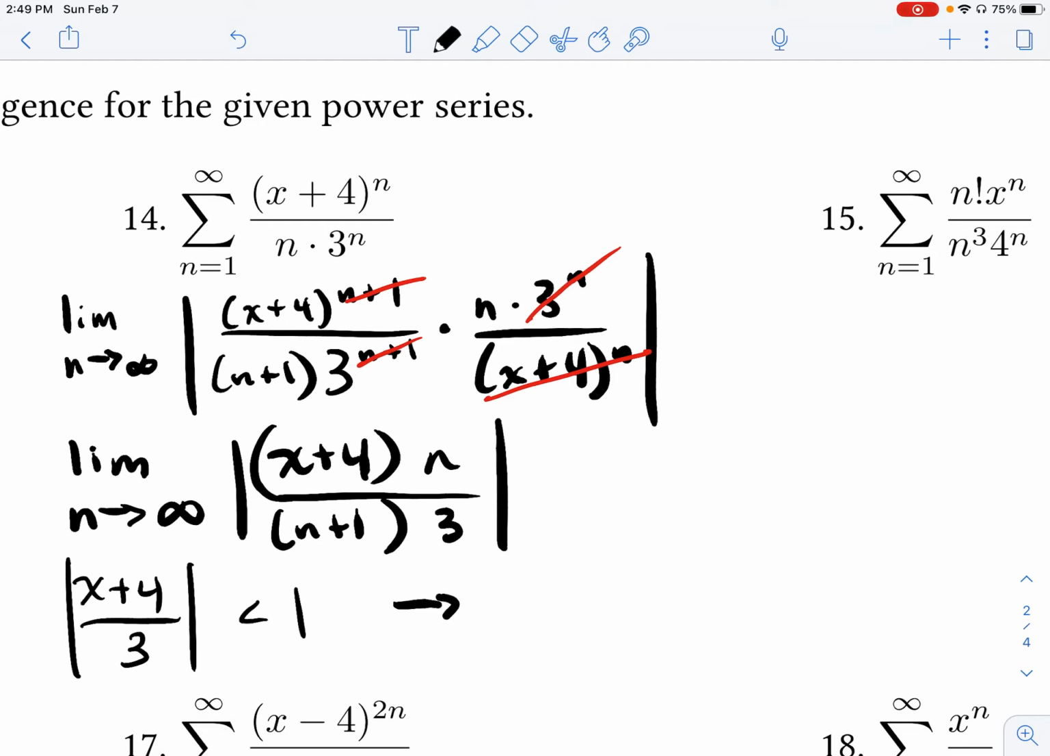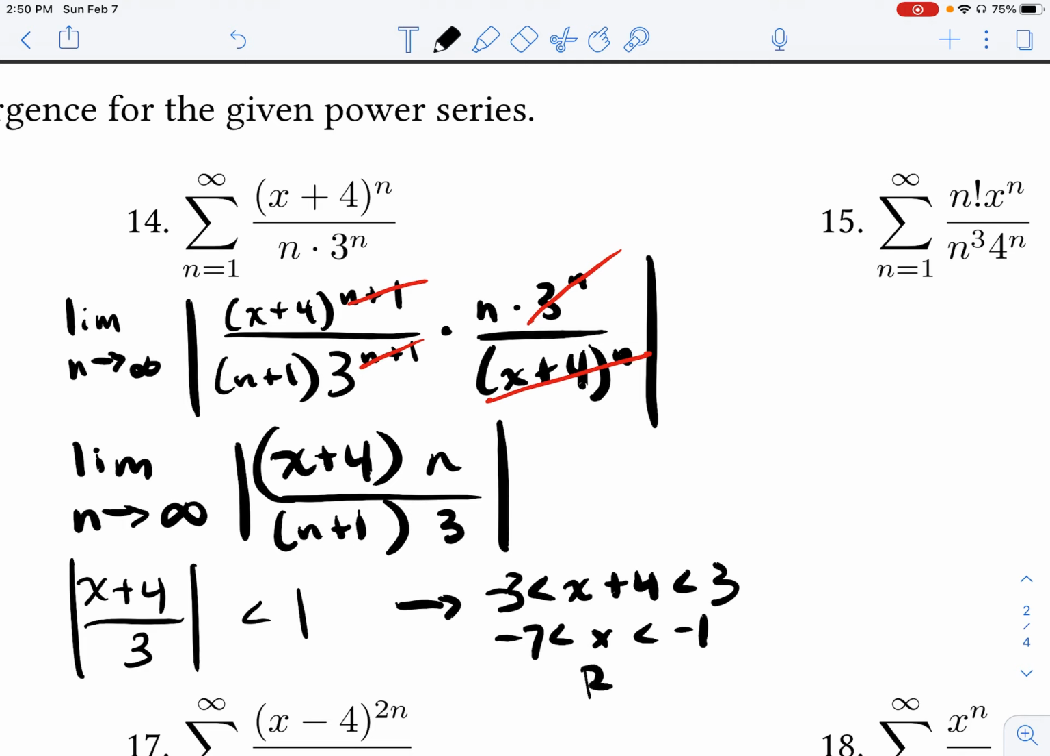So what does that allow me to write this as? This is x plus 4 is less than 3, but greater than negative 3. So x is less than negative 1, but greater than negative 7. Again, all we're concerned about is what is our radius of convergence. And so we know our radius of convergence here would be r is equal to 3. That's the distance from the center, which is at negative 4, to the endpoint. Okay?